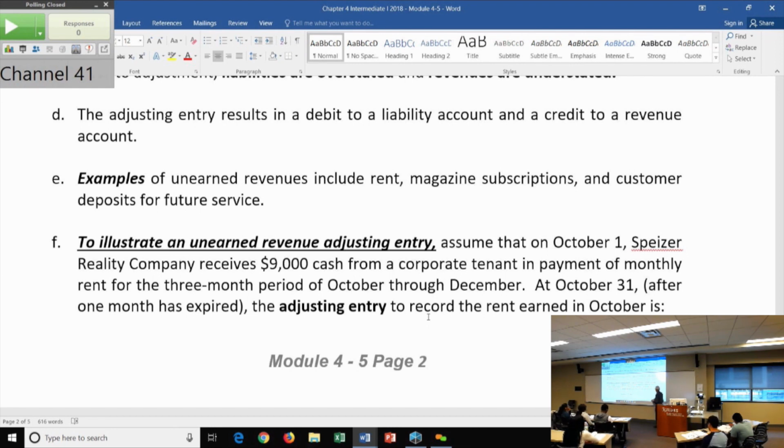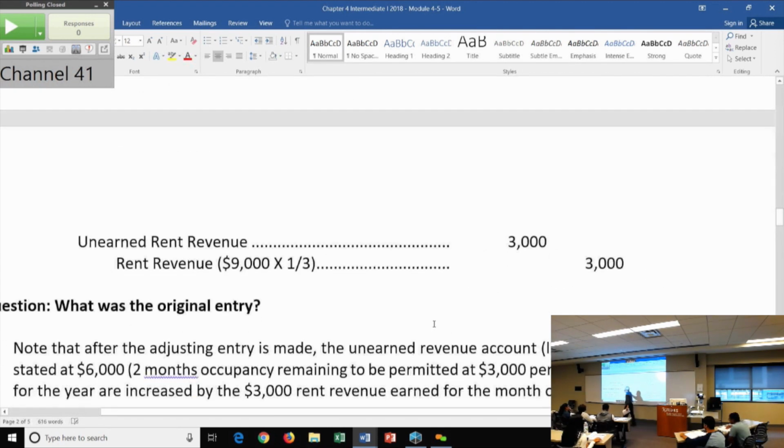In cash from the corporate tenant in payment of rent for a 3-month period, October, November, December. And at October 31st, after 1 month has expired, we have to think about what the adjusting entry is going to be. Now, the adjusting entry is going to be a debit to the unearned revenue and a credit to the rent revenue. Now, in this case, I know I asked a question and someone helped me with that, what's the original entry? Well, the original entry was going to be a debit to cash.